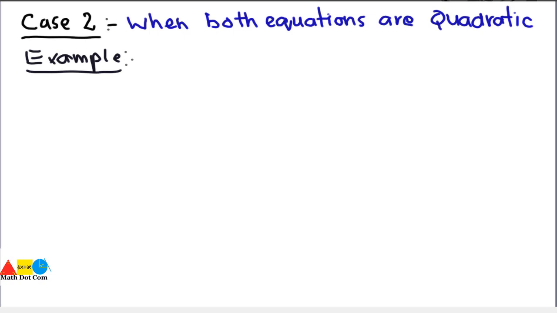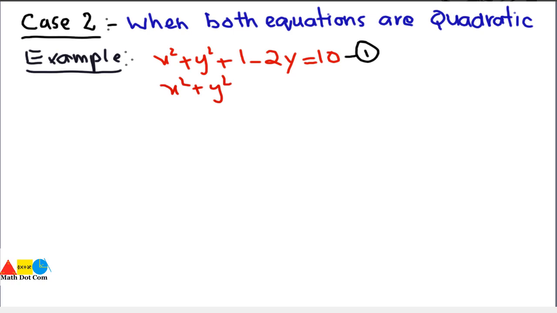So we'll start with an example where we have two equations. One is x square plus y square plus 1 minus 2y equals 10. This is equation number 1. And the other equation is x square plus y square plus 4x equals 1. So this is equation number 2. How will we solve equations like this?